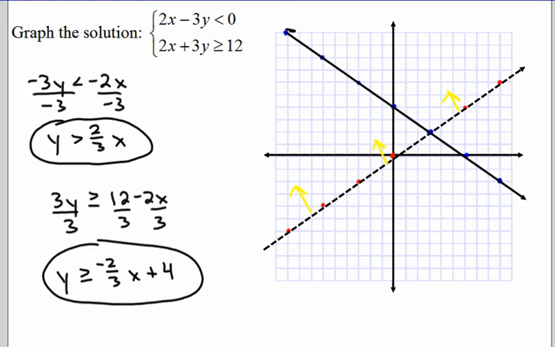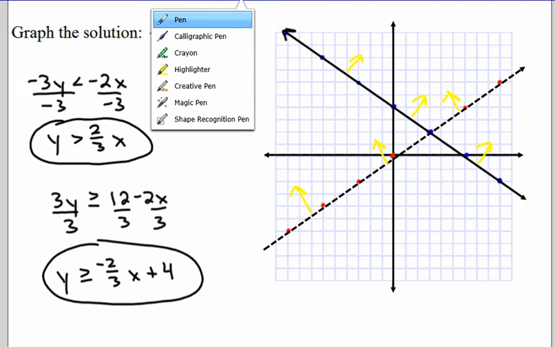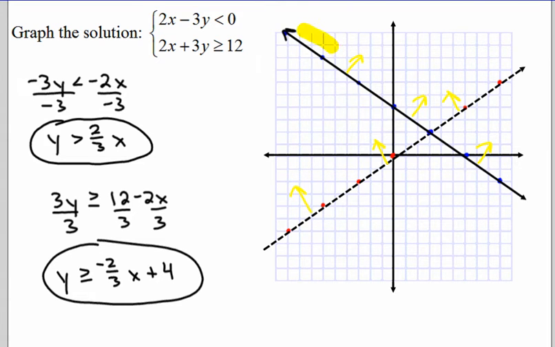Now, because this is what we did in the last lesson, we're looking for the point where they intersect. The answer is 1, 2, 3, 1, 2. So it's the point 3, 2. That's where they intersect. But we want the region where 2x minus 3y is less than 0, and 2x plus 3y is greater or equal to 12. So this one was greater, so I want to shade above this solid line. So I look for where my arrows line up. That's where I shade. So the solution is anything in this region right here.